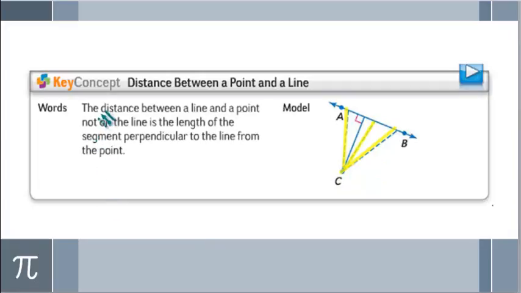So to determine the distance between that point and that line, we have to use one specific path. It is the shortest length from the point to the line. And that is always the length of the segment that's perpendicular to the line from that point. So the length of this purple line would be the distance from point C to line AB, because it is the perpendicular distance.